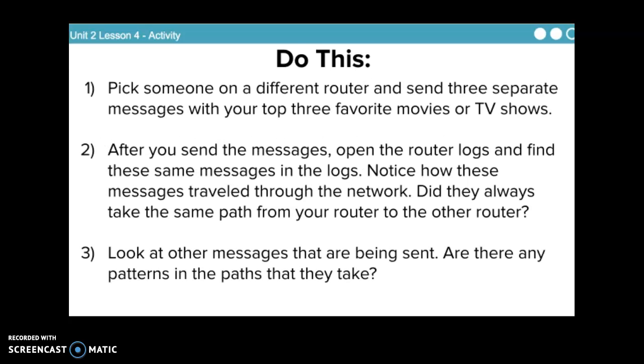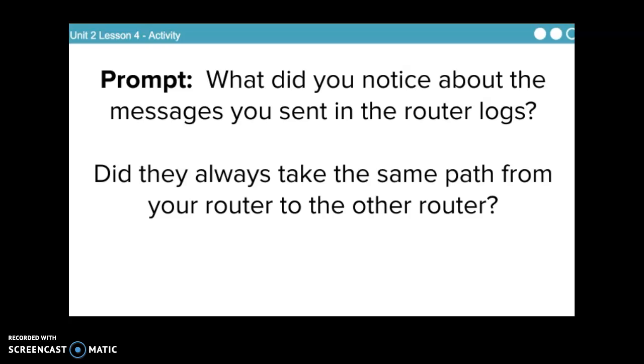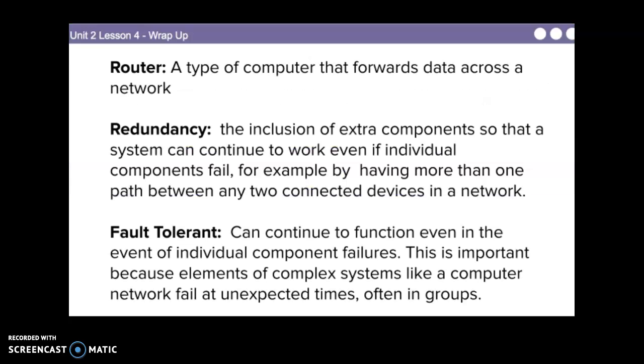Next, you're going to pick someone on a different router and send 3 separate messages with your top 3 favorite movies or TV shows. After you send the messages, open the router logs and find the same messages in the logs. Notice how these messages travel through the network. Did they always take the same path from your router to the other router? Look at the other messages that are being sent. Are there any patterns in the paths they take? What did you notice about the messages you sent in the router logs?